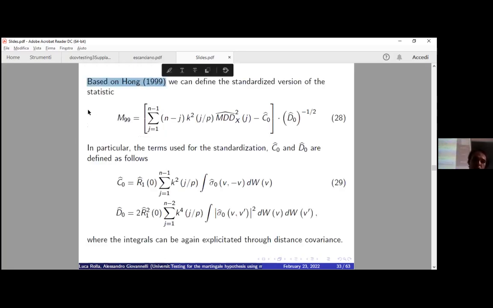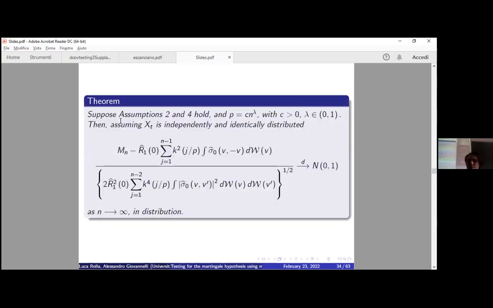Still based on Hong, we can define a standardized version of the statistic. We have here the definition of the statistic introduced before. These are the standardization terms. Basically, under the assumption that the data are IID, this standardized version goes in distribution to a standard normal.